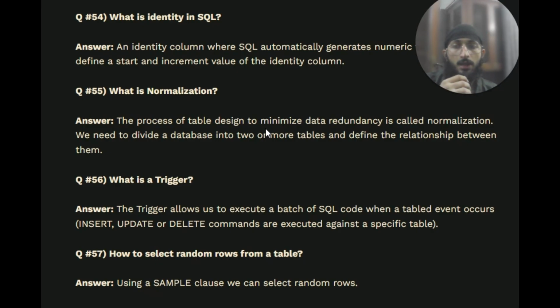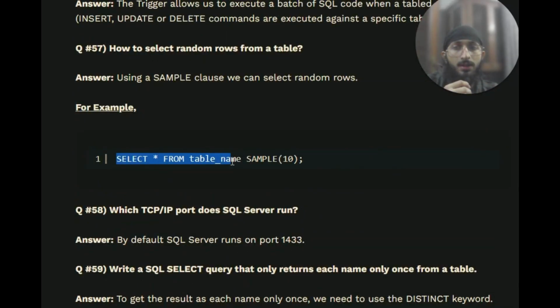What is a trigger? A trigger allows us to execute a batch of SQL code when a table event occurs, that is insert, update, or delete commands which are executed against a specific table. How to select random rows from a table? Using a SAMPLE clause, we can select random rows. For example, SELECT * FROM table name SAMPLE 10.